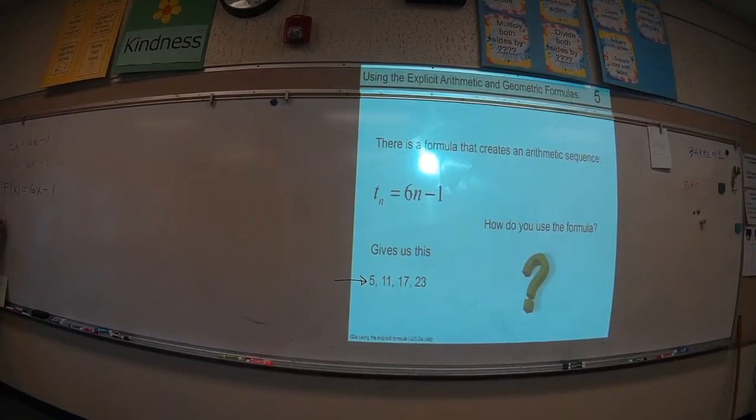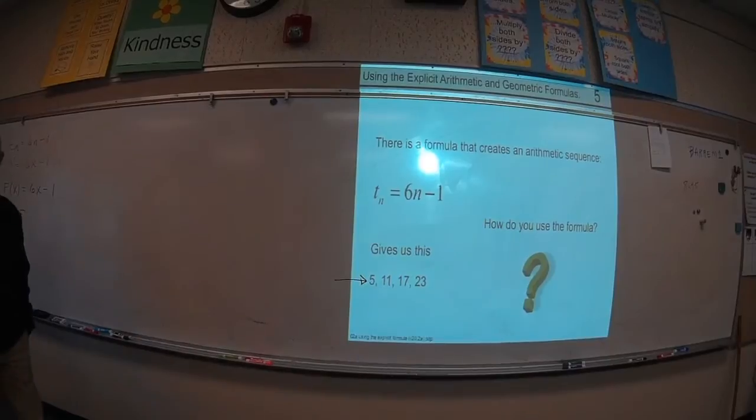So what is t sub 1? Based off of this function, t sub 1 equals, Chris? 5. What does t sub 2 equal, Lizette? 11. I got that by plugging in the t values, Aiden Fisher.